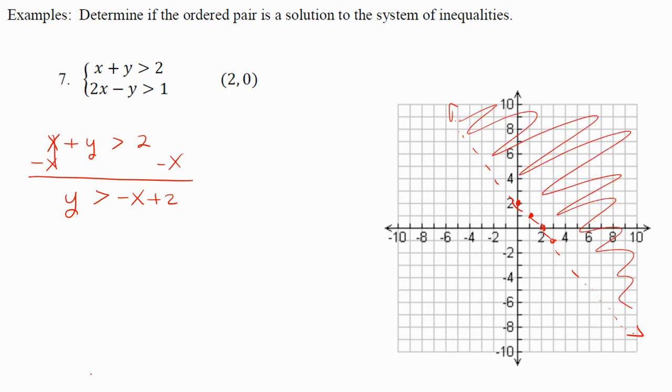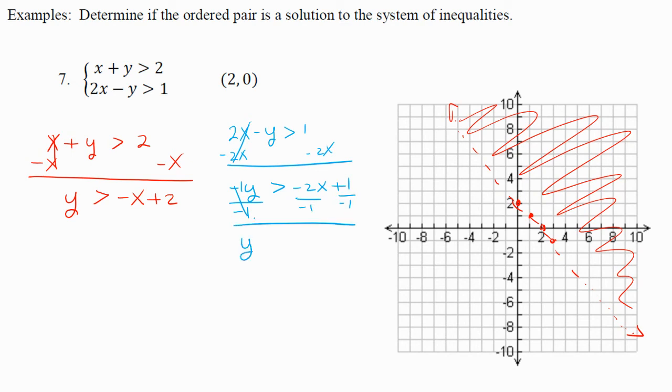And the symbol is greater than, so we're going to shade everything above. Now, to make it easier for us to see, I'm going to change colors real quick. Let's do this one blue. This one, I've got 2x minus y is greater than 1. We're going to get rid of the x like we always do. And now I have negative y is greater than negative 2x plus 1. Remember, that's understood to be a 1 there, so we're going to divide by negative 1. And since we divided by a negative, we have to flip that symbol.